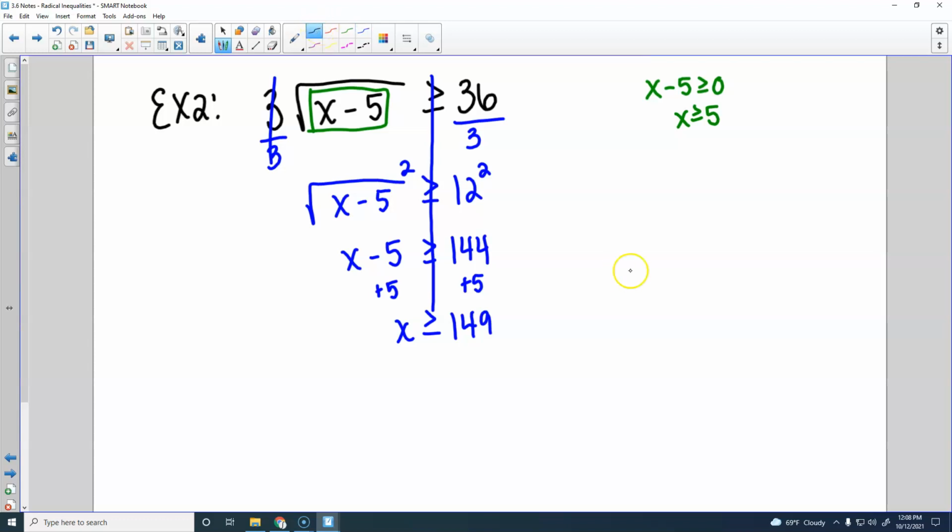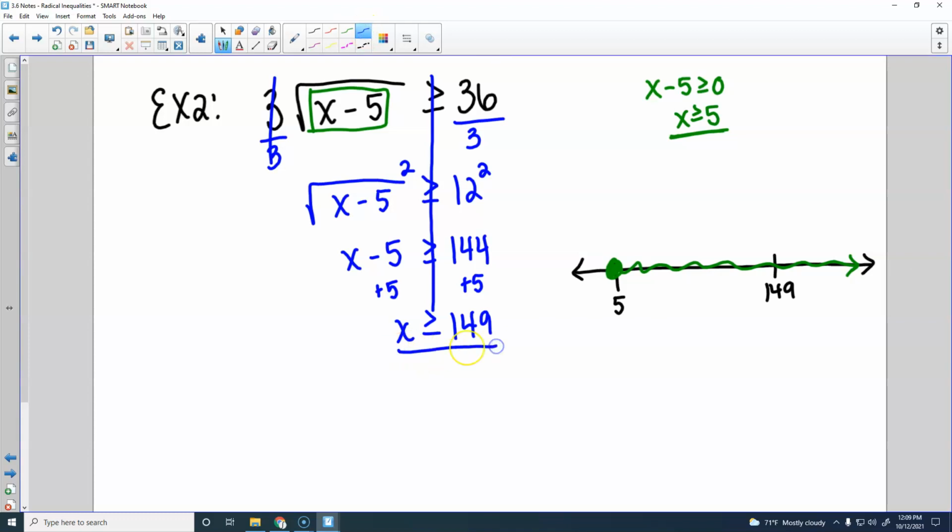So, we got to look only at places where both of these are true. On our number line, 5 would be way down here, and 149 would be way up here. If I'm thinking about x is greater than or equal to 5, that's numbers that are greater than or equal to 5. It would look like this. I'd use a closed circle and shade to the right. Those are all the numbers bigger than 5, and including 5.